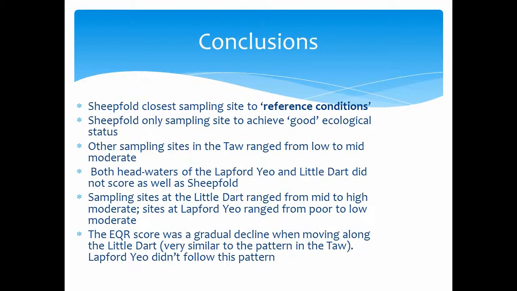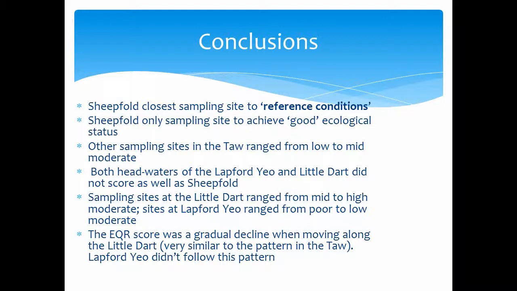During both seasons, the ecological quality ratios were slightly different in the Tor, but they still followed that general pattern of being pristine in the Tor and then moving down, whereas Lapford Yeo was comparatively lower. Lapford Yeo also scored the lowest EQRs and the highest levels of phosphorus, showing that phosphorus is having an effect on the diatoms in the region.